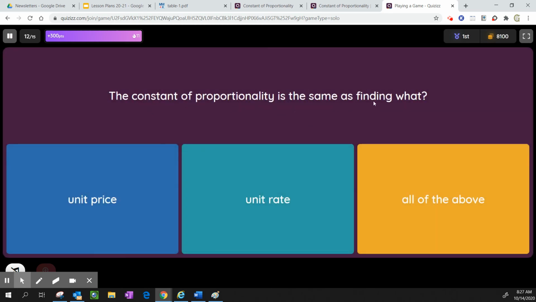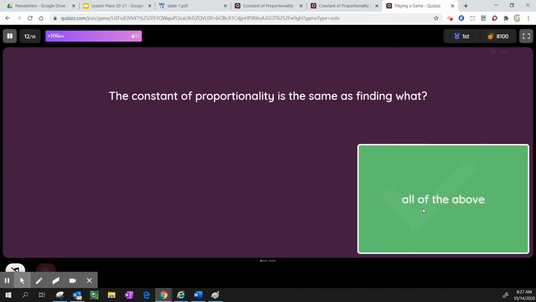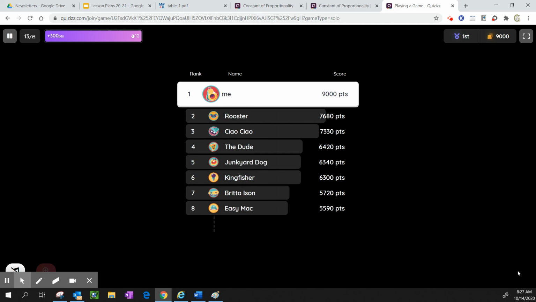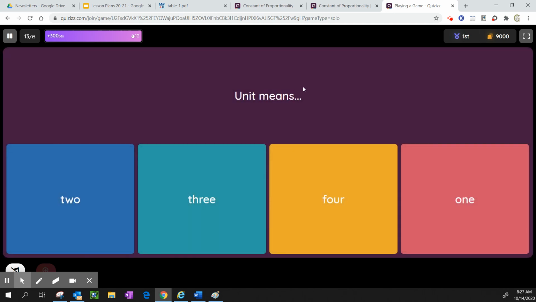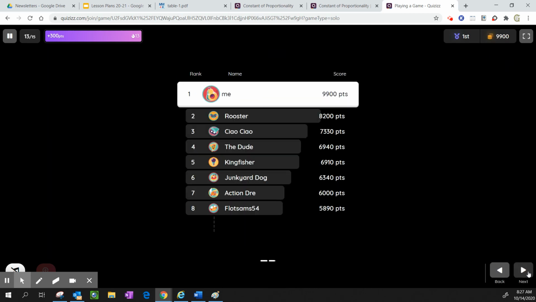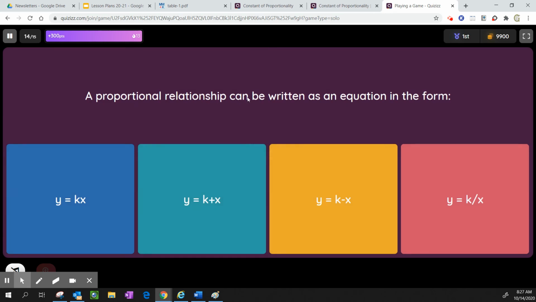And constant of proportionality is the same as finding what? Unit rate, we talked about definitely. Unit price is just a kind of unit rate with money, so that would still make sense. I'm going to say all of the above. Unit means, we know that's our number 1. That's why with unit rate, we're always finding our 1s, right? And a proportional relationship can be written as an equation in the form. We know that we multiply, so the one that says multiply is right here.